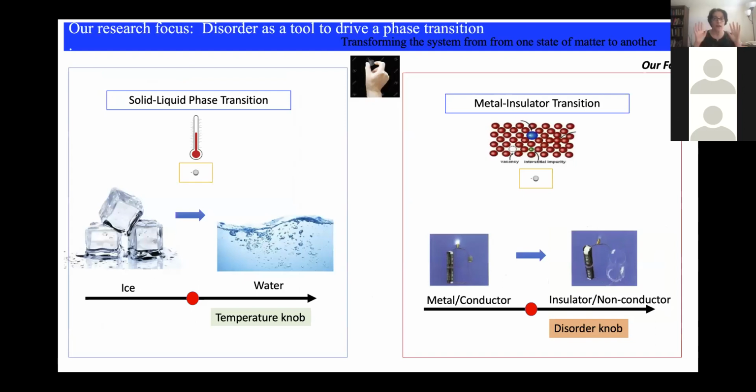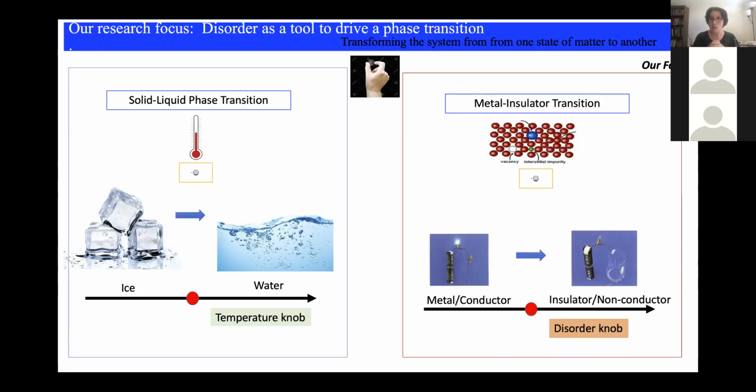Okay, and of course, as you can probably imagine, disorder can have multiple effects on the properties of the materials. But the focus of today's workshop, and one of the focuses of our research direction, is to use disorder as a tool to drive the phase transition. What do I mean by this? Phase transition is transforming a system from one state of matter to another.